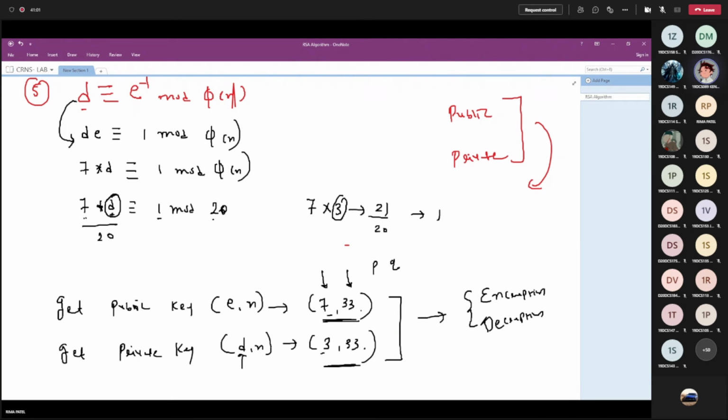Ma'am, but if n is greater, there would still not be many possible values of d. It can be possible to brute force, yes. But the number of trial and error attempts will increase if your p and q are large. So it depends on you how you choose the prime numbers p and q for encryption and decryption. The larger the numbers, the more the complexity.